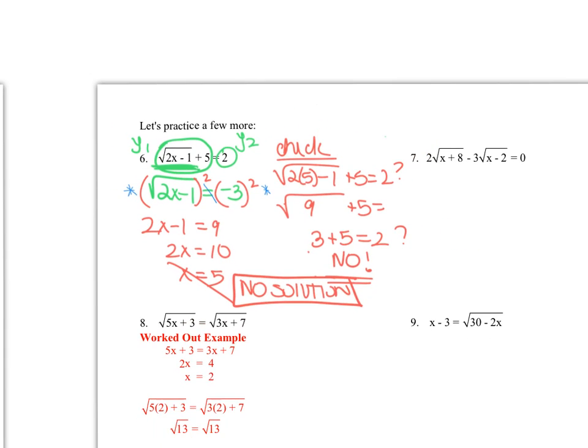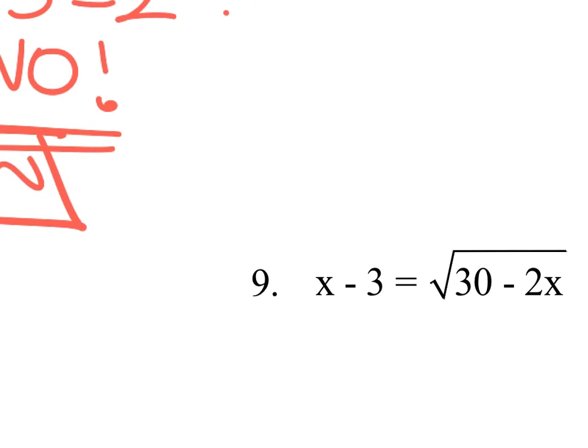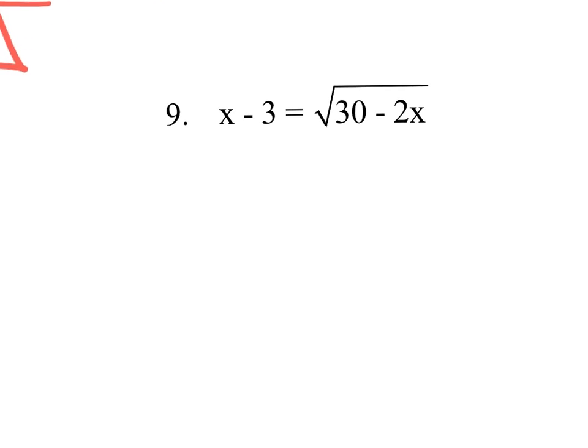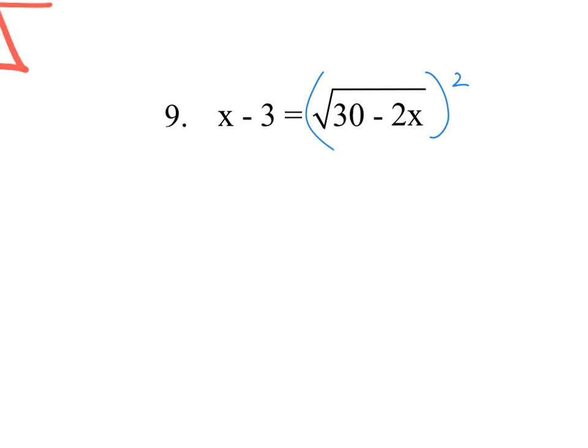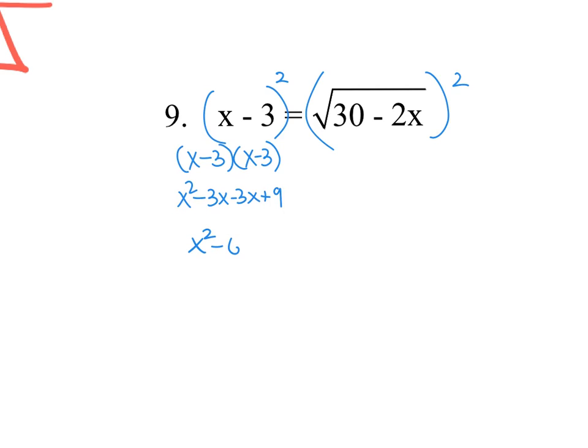Okay? Next one we're going to look at, why don't we go to question 9? So question 9, the radical is by itself, so we are ready to go. We're going to square both sides. But just remember, that means you have to square that. That does not become x squared minus 9. It becomes x minus 3 times x minus 3, which is x squared minus 3x minus 3x plus 9. You have to FOIL that. Do not forget all your rules of Algebra 1. And on the right, it eliminates.